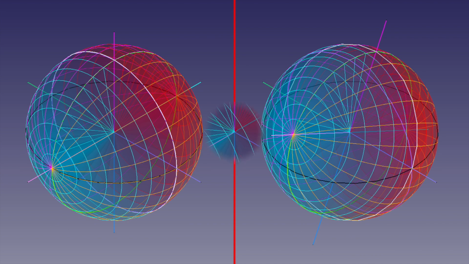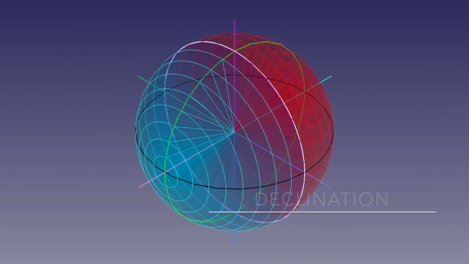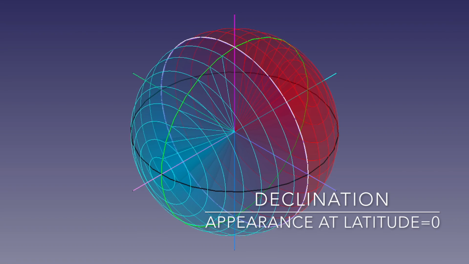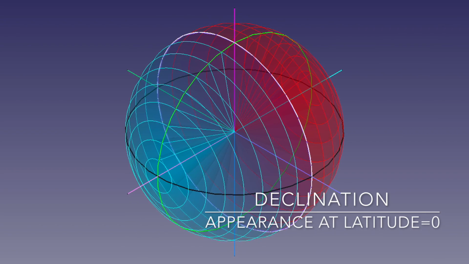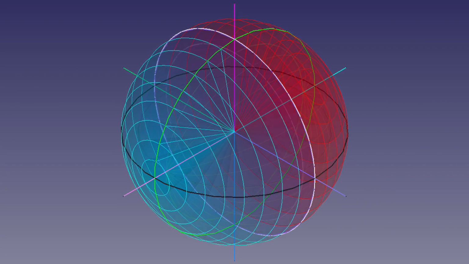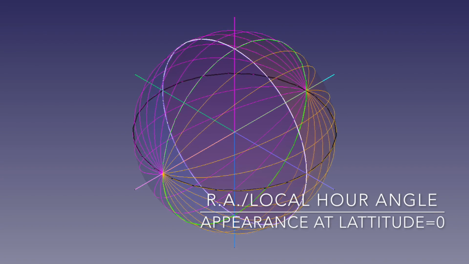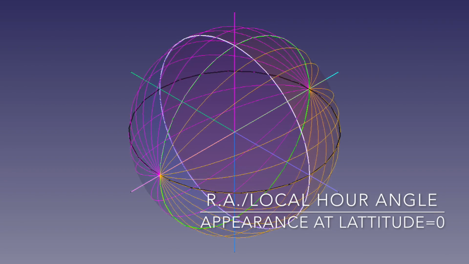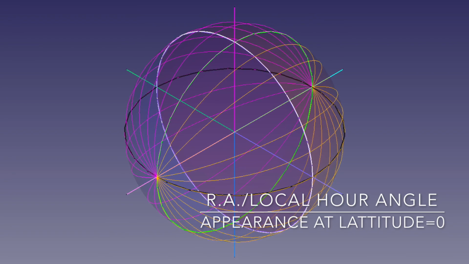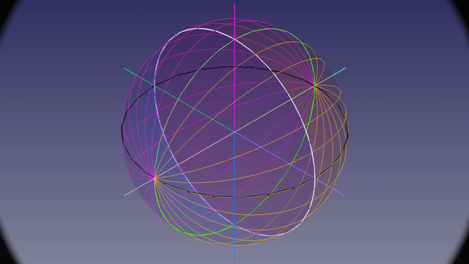The embodiment of the vertical angle in the equatorial system is declination, abbreviated as dec, which is comparable to geographic latitude. The horizontal angle in the equatorial system is either right ascension or local hour angle, abbreviated RA and hour angle respectively, which are similar in function to geographic longitude.